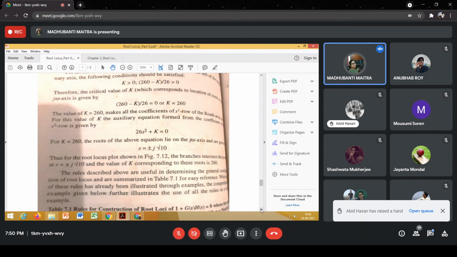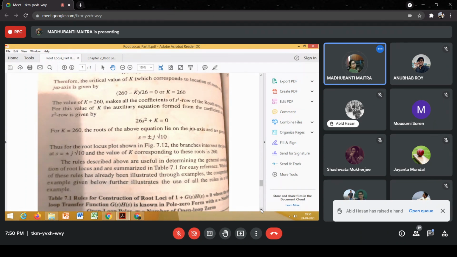So if you increase the value of gain k beyond 260, then two root branches will move in the right half of the S-plane, or in other words, out of four roots of the characteristic equation, two roots will appear in the right half of the S-plane, and hence the system will be unstable. And for this value, since the system is limitedly stable, it will exhibit undamped oscillation at its output, and the frequency of the undamped oscillation will be root 10 radian per second. Clear?